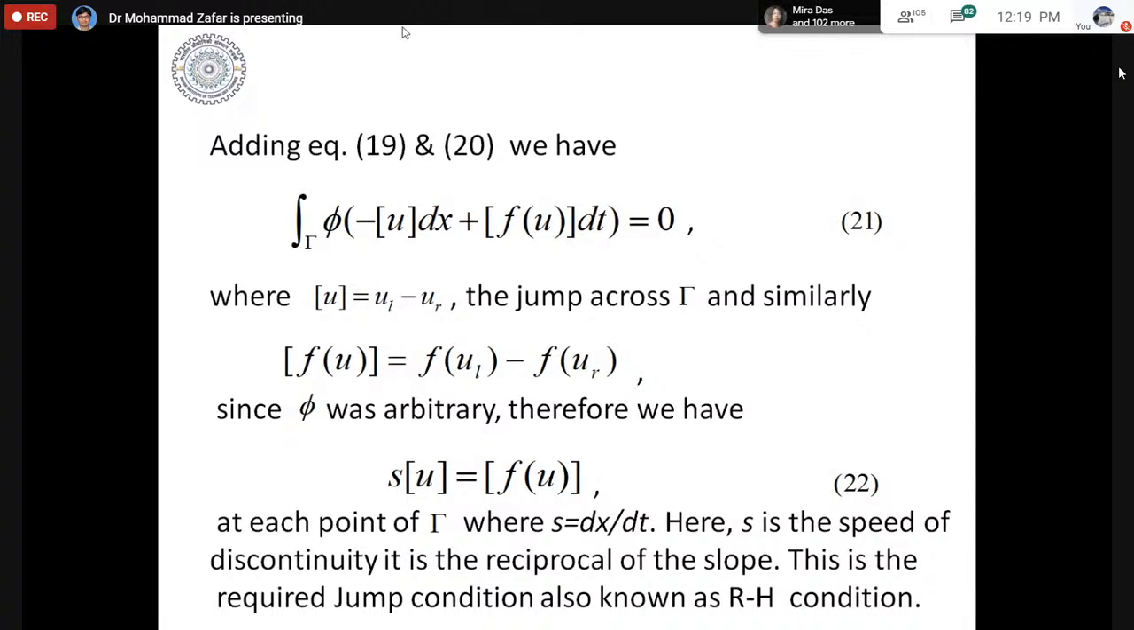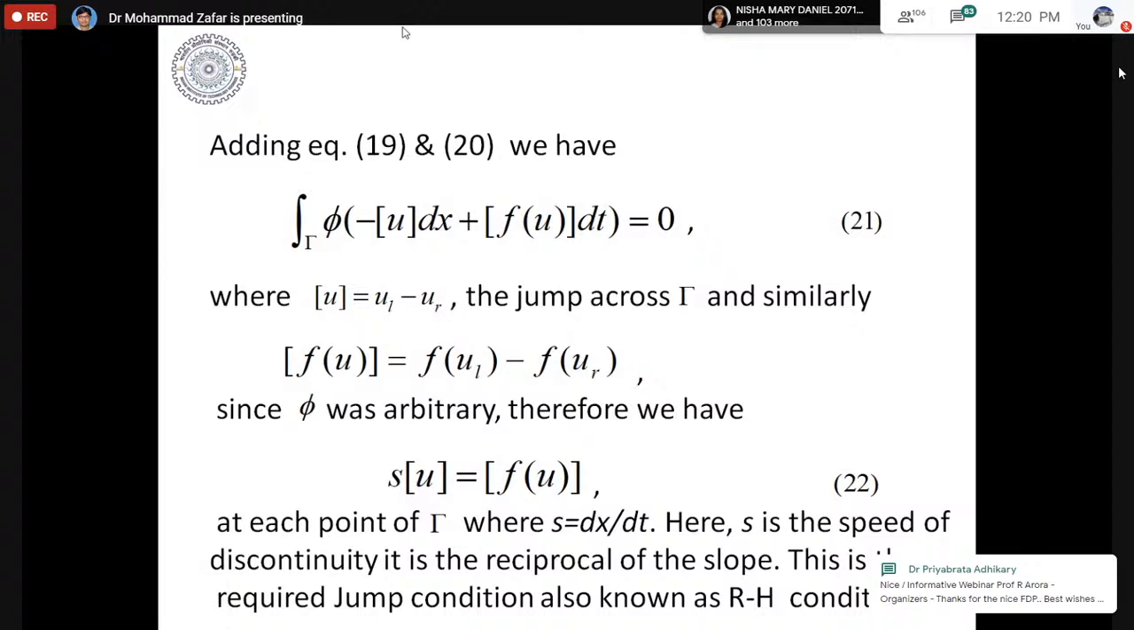jump condition or RH condition, the Rankine-Hugoniot condition, where s is dx by dt, which is the reciprocal of the slope, because we take t in the vertical direction and x in the horizontal direction. So s is dx by dt, which is the reciprocal of the slope of the curve gamma.